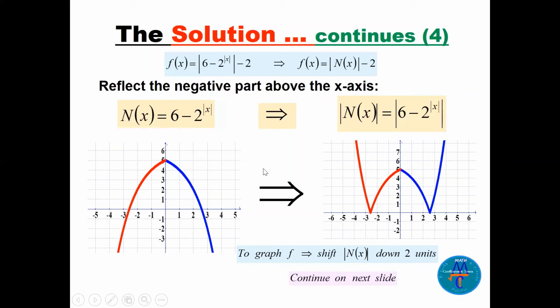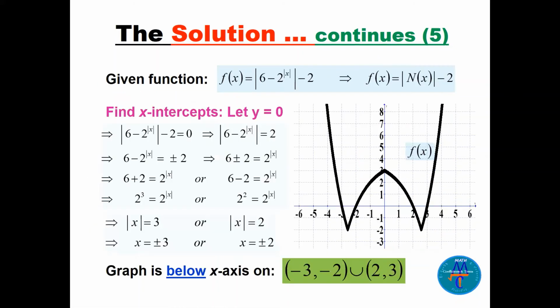Now what's left is the function f. To graph f, shift this graph down 2 units. So when you shift down the whole graph, the absolute value of n, 2 units down, you get f. In that case, we will have some x-intercepts, and we have to find them on the next slide. So when you shift down the whole graph, look at this. This is the black, the final graph of f that we need.